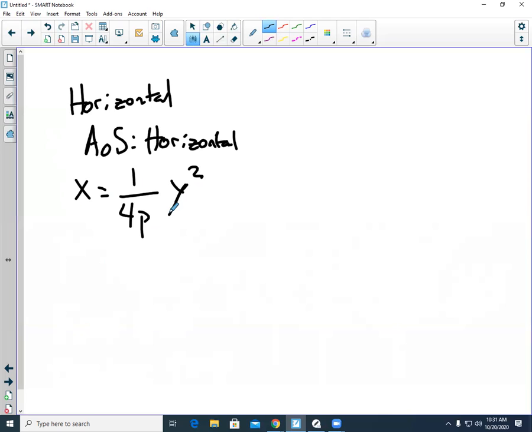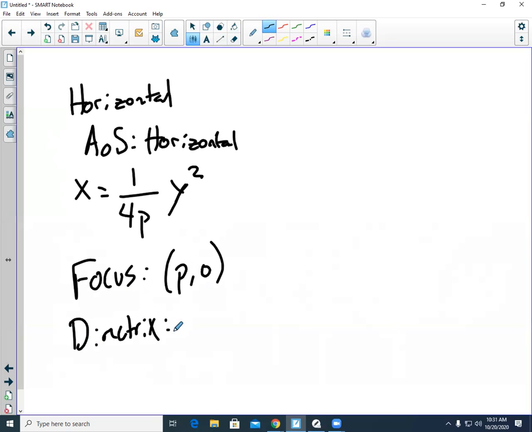And then it basically is just going to flip everything out. So the focus is going to be the point p, comma 0. And then the directrix is going to be the line x equals negative p.